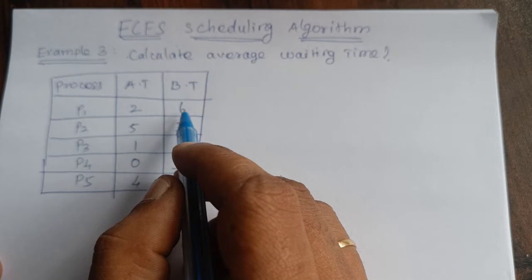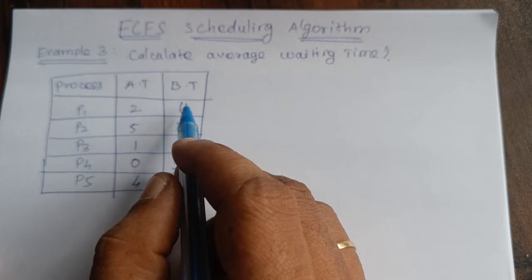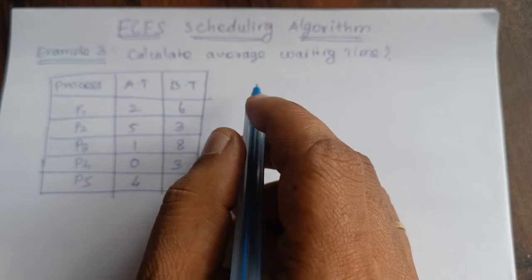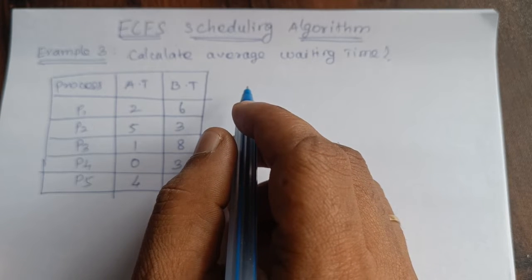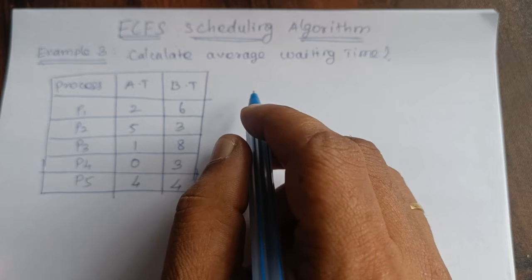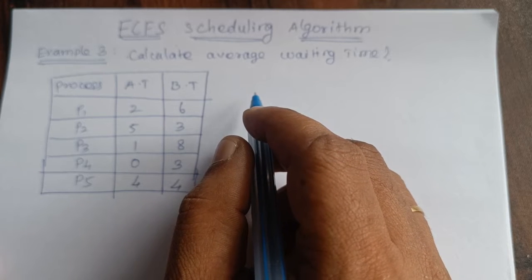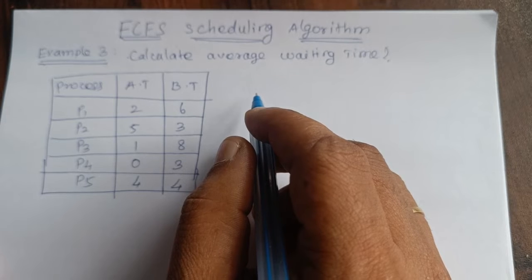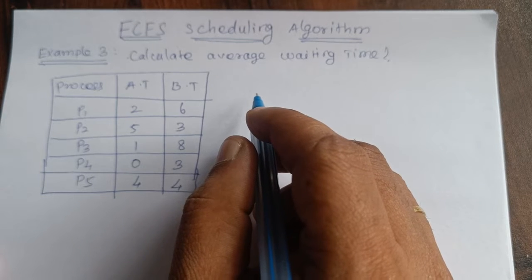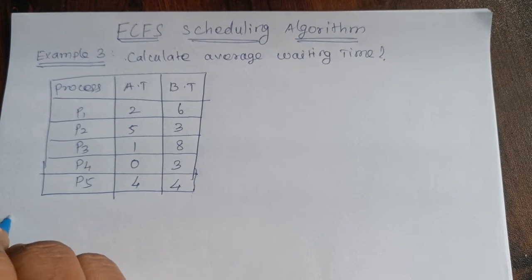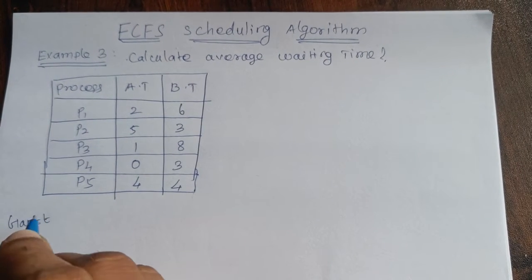Also here we have the burst time. So here we have to calculate the average waiting time. For calculating the average waiting time, I will show you how to calculate the completion time, the turnaround time, the waiting time, and also the response time. Okay, so now let's draw the Gantt chart. So this is the Gantt chart.